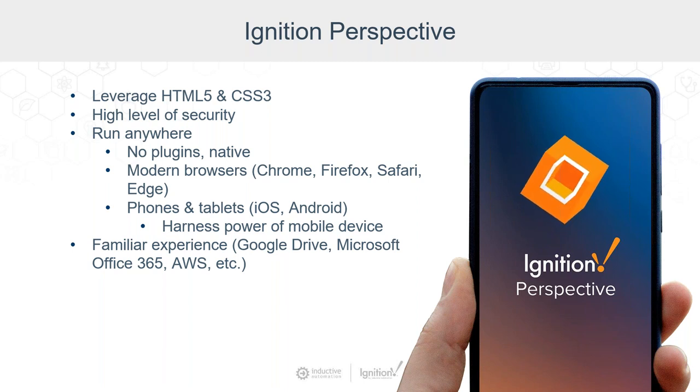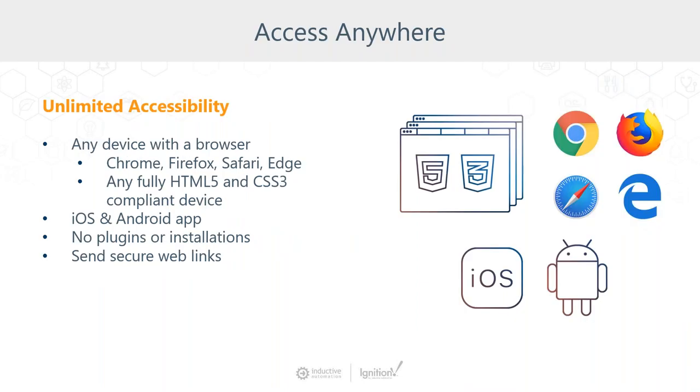Ignition will run anywhere, and I've mentioned that several times now, but in browsers and phones, there are no plugins. It's native, it's direct. You don't have to download separate things or a separate installer or click this exe to install a piece to make all of this work. You don't have to do any of that. It just is direct inside the browser itself. And it's a very familiar experience for folks. Everyone's familiar with Google Drive, Office 365, AWS. Services online are very common these days, and taking advantage of those same paradigms and the understanding users have of how those work helps to make Perspective something that's really effective for folks.